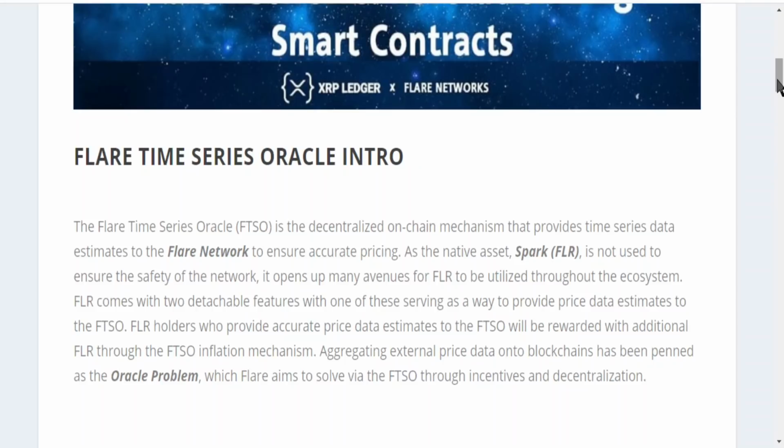And the system manages that in a slightly autonomous way, and the agents hold the collateral. And that's part of the FAsset protocol. Now, the Flare Time Series Oracle is built in to the protocol layer. And let's read some more about that now.